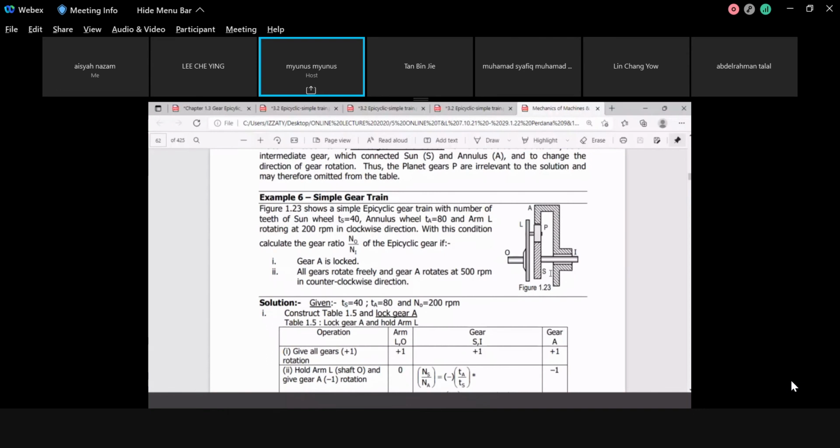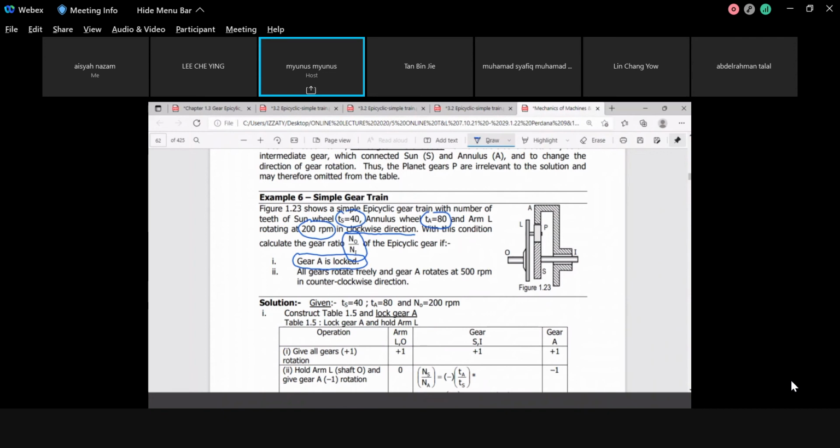Okay, look at the question. It shows a simple epicyclic gear train with the number of teeth for sun S provided, and TA provided. They provide you arm L running at 200 RPM clockwise, important, clockwise. With this condition, calculate the gear ratio NO by NI of the epicyclic if gear A is locked. So the question asks you to lock gear A, so we have to read the question very carefully. So now, lock gear A.